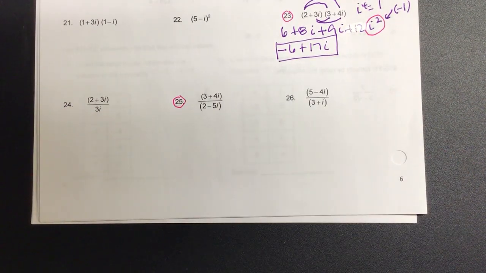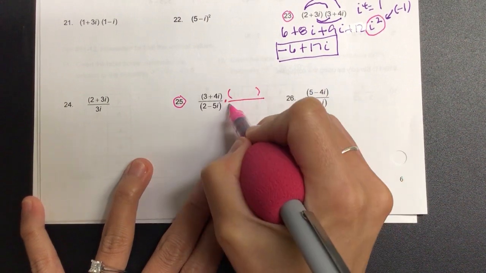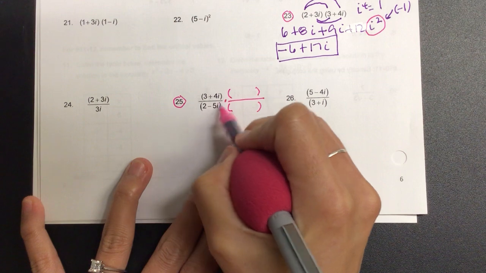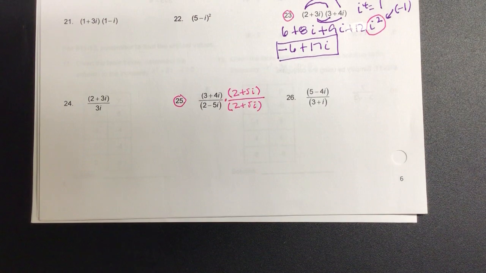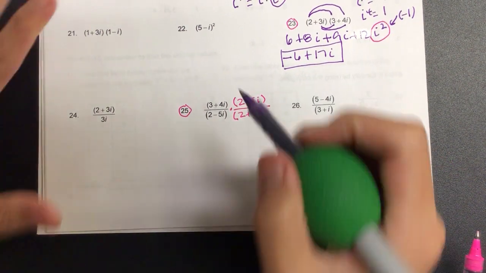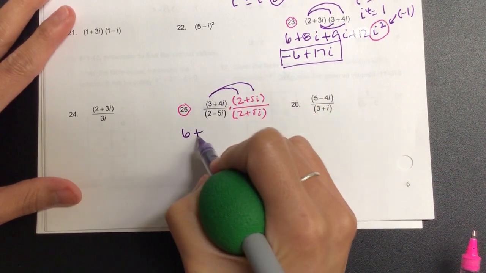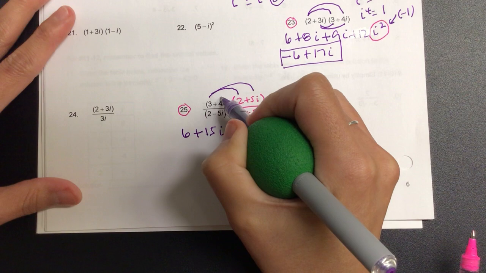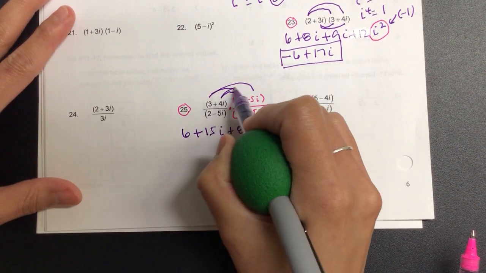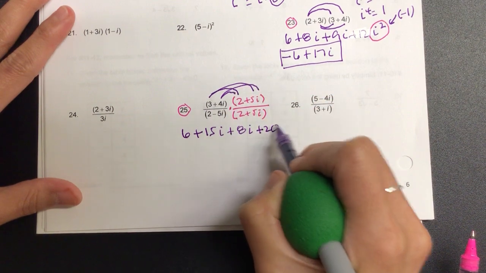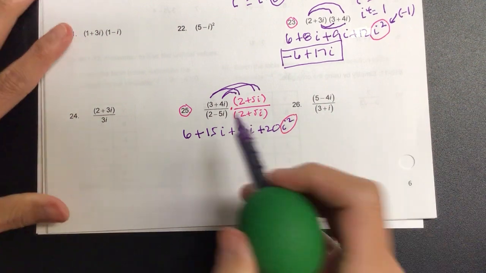We need to multiply by the conjugate of the denominator. So let's go ahead and put that in parentheses. What is the conjugate of this? Look at the bottom. 2 plus 5i. And let's go ahead and double distribute on the top. We have 3 times 2 is 6. 3 times 5i is how many? 15i. And then 4i times 2 is how many? 8i. And then 4i times 5i is 20 what? i squared. Now just circle this as a reminder. That's going to be a negative 1 at some point.